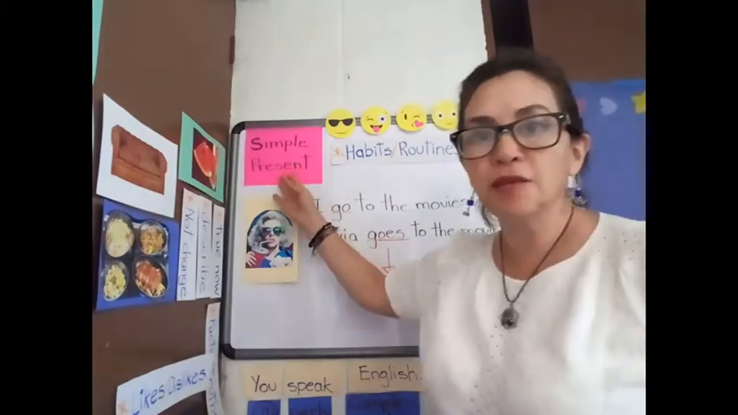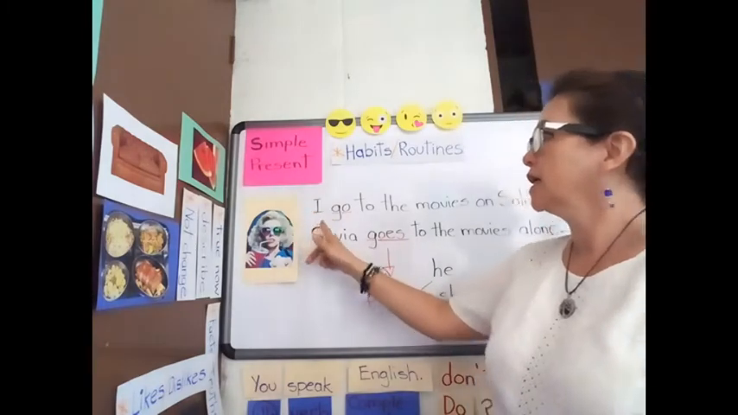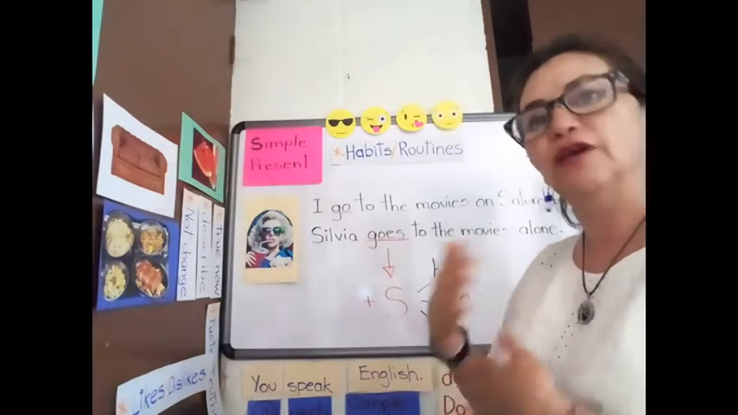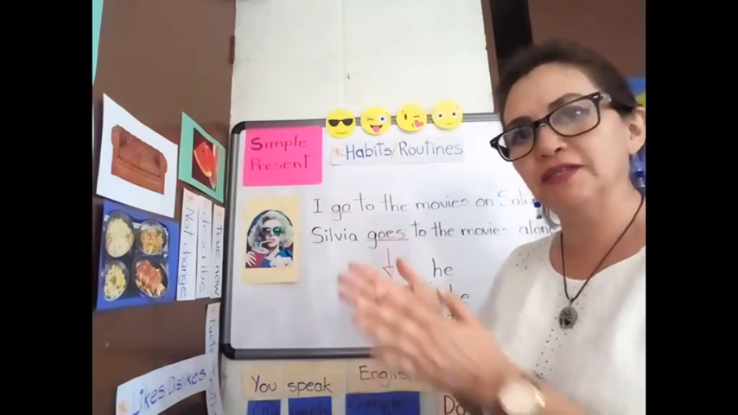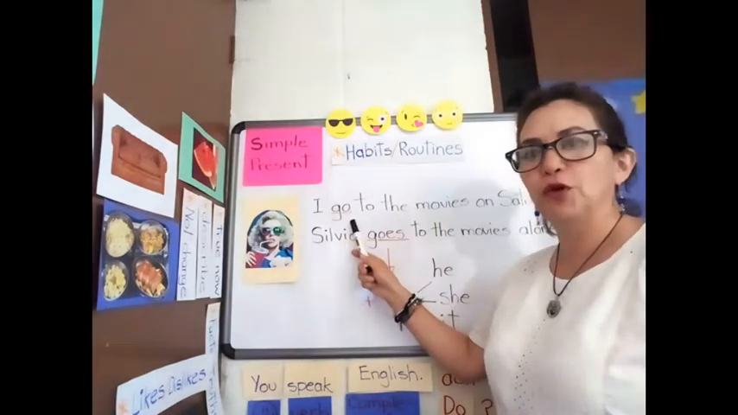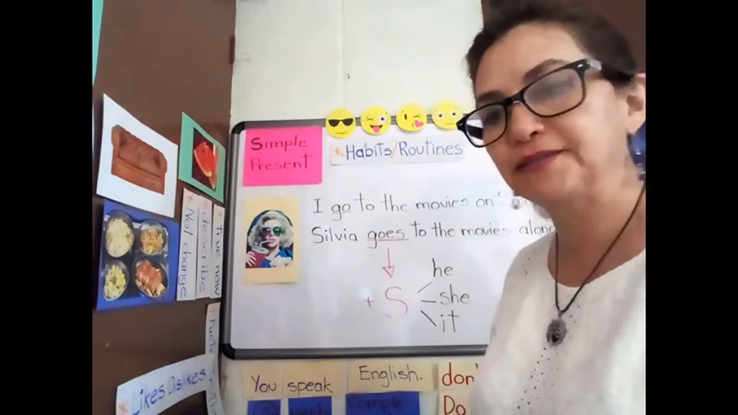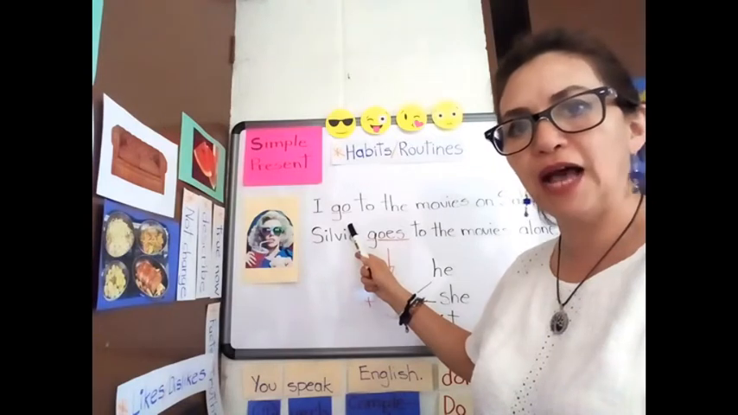Today's lesson will be about simple present tense. The simple present tense is used to talk about, for example, habits and routines. Things we do every day or usually or sometimes as a habit or a routine. For example, with the verb go, I go to the movies on Saturdays. With the first person I, we use the base form of the verb, I go.